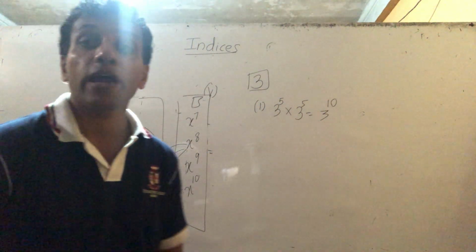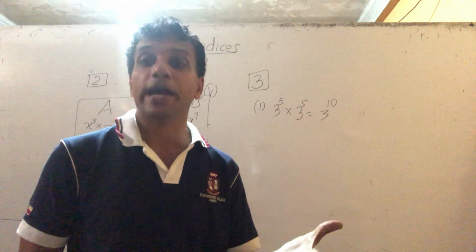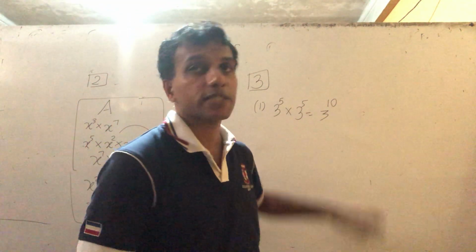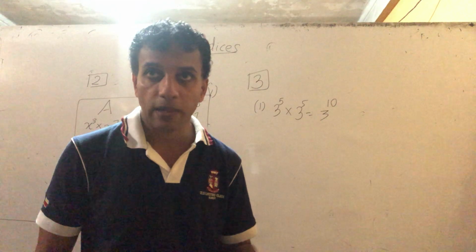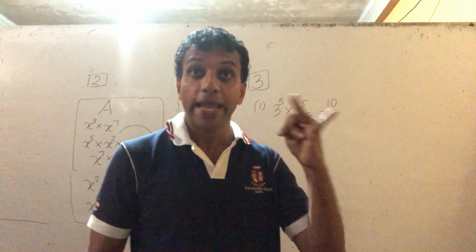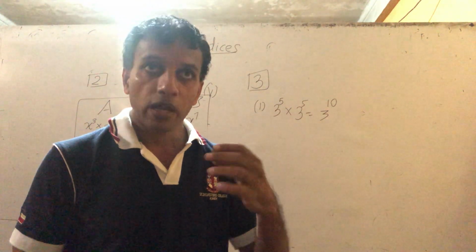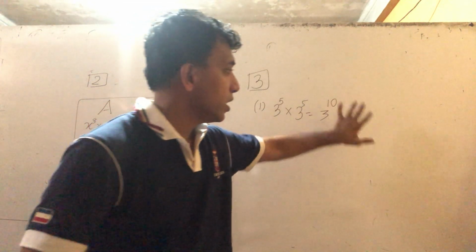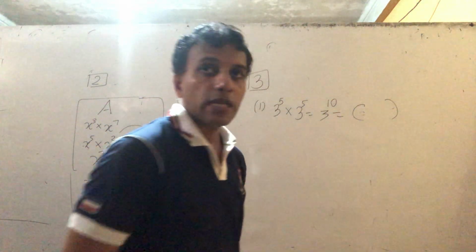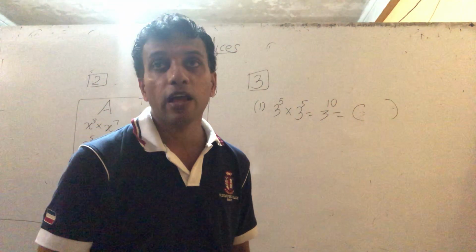And find the value. What do we mean by find the value? You multiply 3 ten times: 3 into 3 into 3 into 3, ten times, and write the answer. 3 times 3 is 9. 9 times 3 is 27. 27 times 3 is 81. 81 times 3 is 243. Like this, multiply until it becomes a very big number and write the answer. That's the meaning of this question: not only indices but also finding the final value.